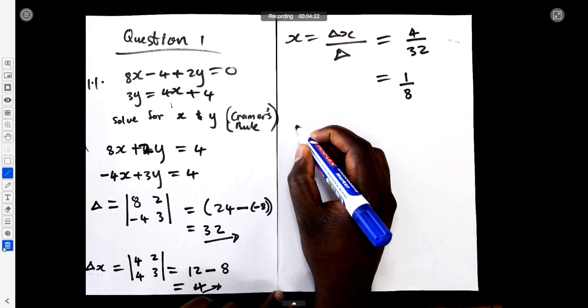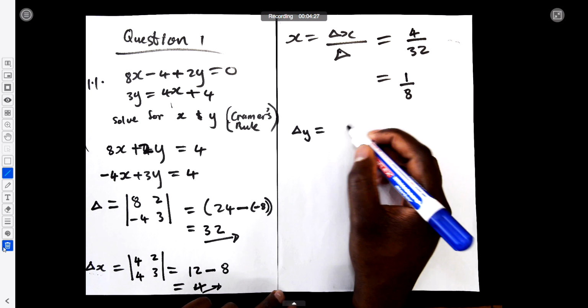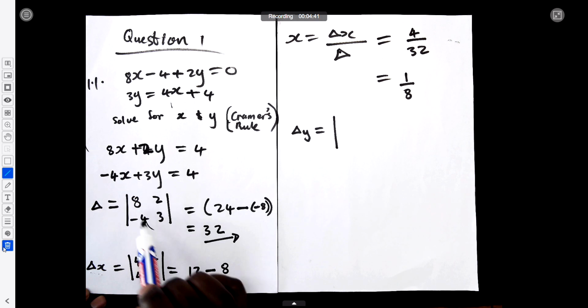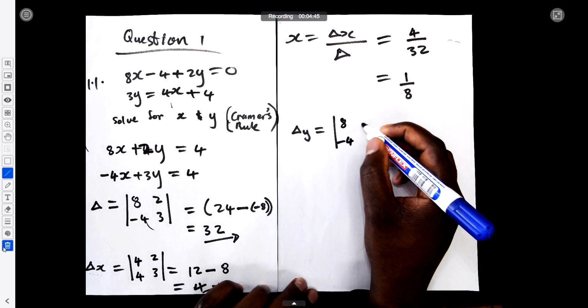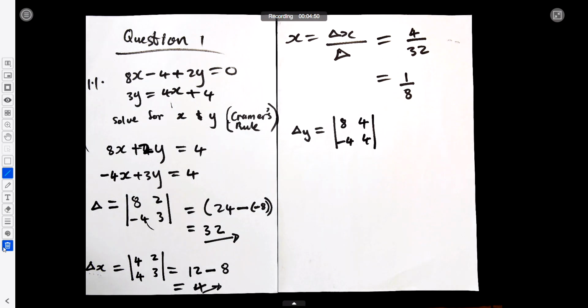But yeah, let's look into finding delta y. We need to solve for y. To find delta y, we need to go to the original determinant. Please don't make the mistake of going to delta x. Now we are going to replace the second column because it came from the coefficients of y. So the x coefficients remain the same, 8 and minus 4, and we replace the second column by the constants 4, 4.